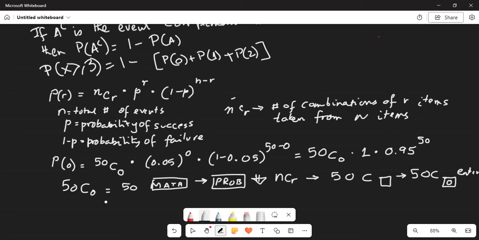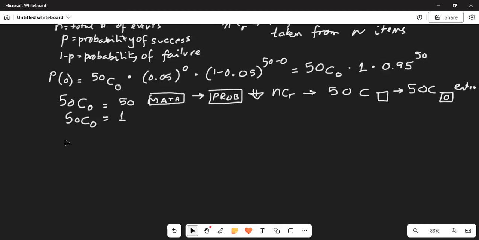So this is equal to 50C0. So 50, then math, then highlight PROB on the top row, then number 3, then nCr, bottom square 0, and hit enter. And the answer is 1.